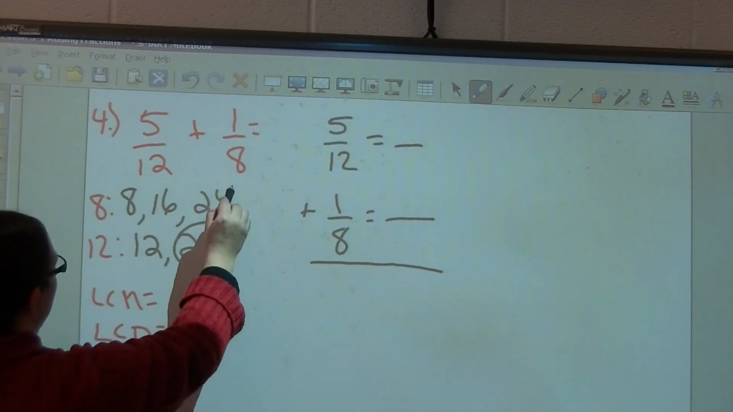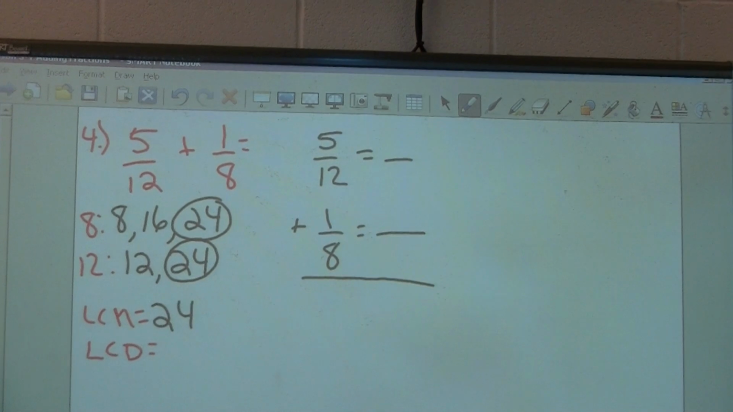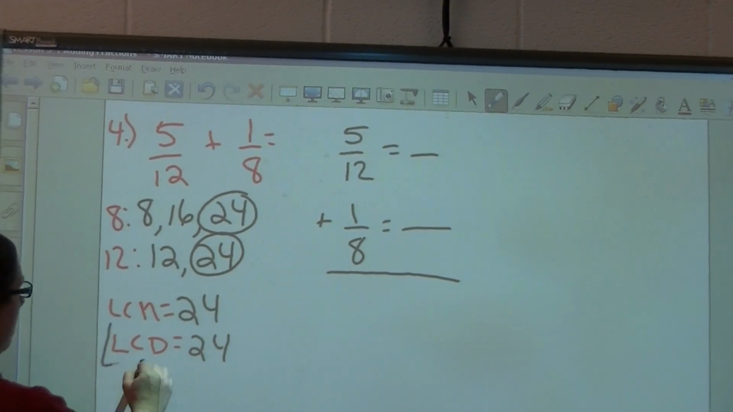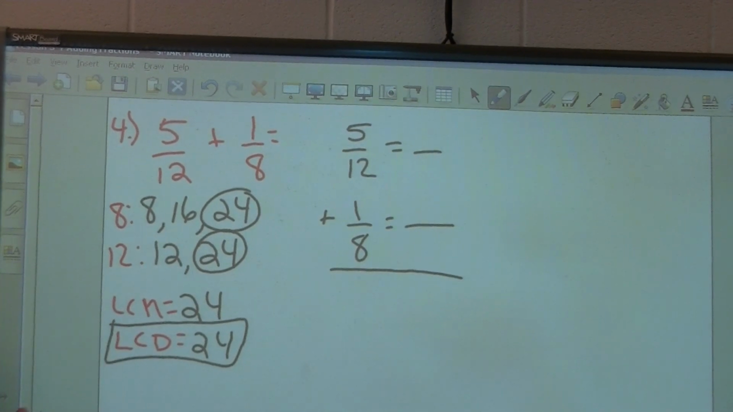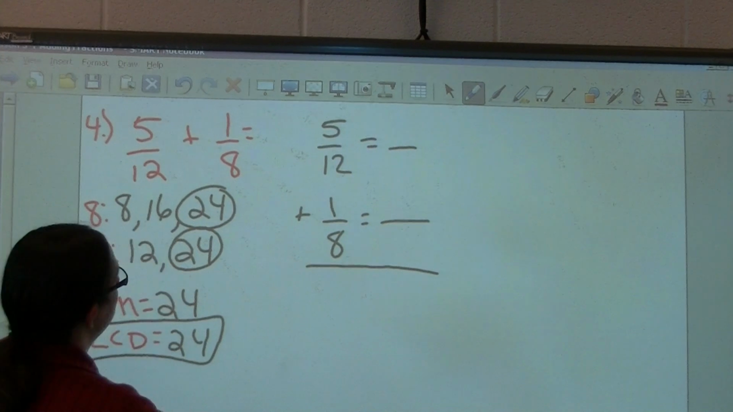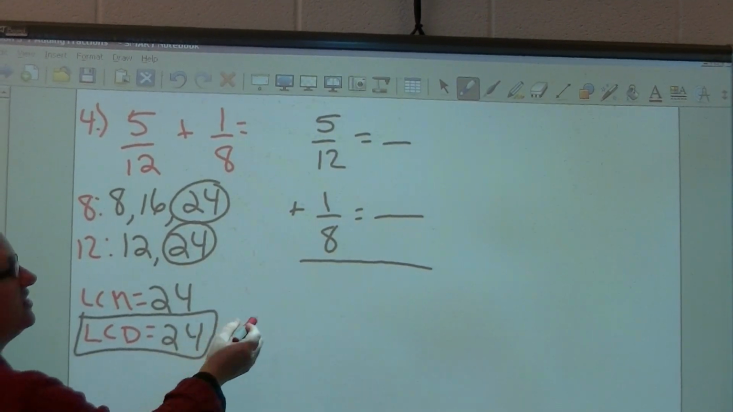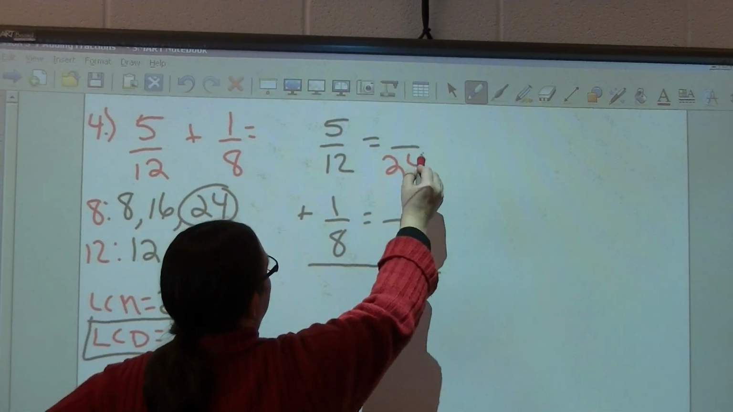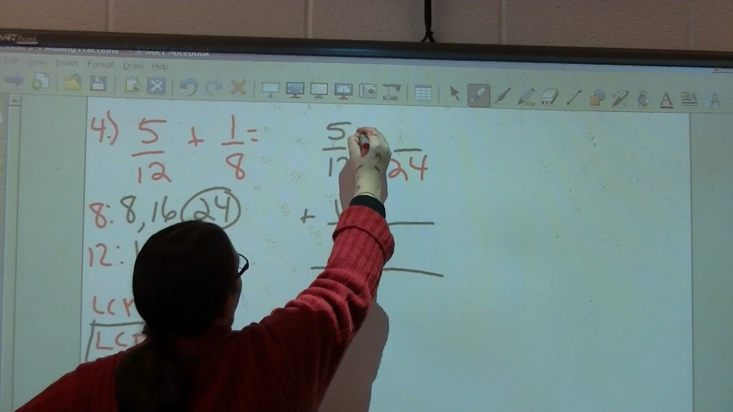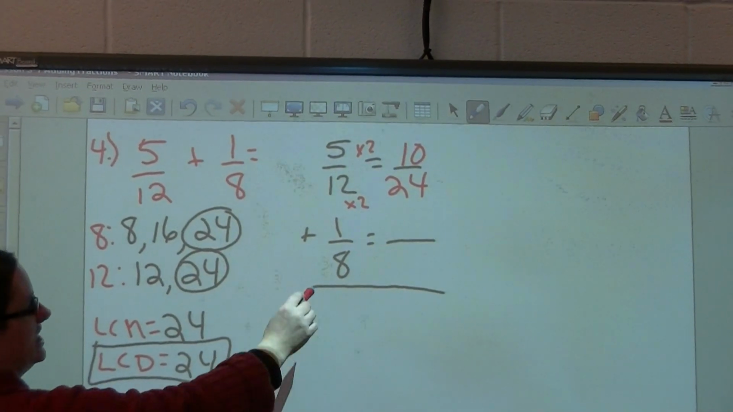Good. The smallest number they share is what? 24. So you'll write LCM equals 24, and then that changes to the LCD, which is our denominator. Like to put that one in a box, so now we know what we need to do to make our equivalent fractions. Okay, so now you recopy your fractions. 5/12. We need to make an equivalent fraction using the denominator of 24. So 12 times what gives us 24? 2. Good. 5 times 2 gives us what? 10. Perfect.